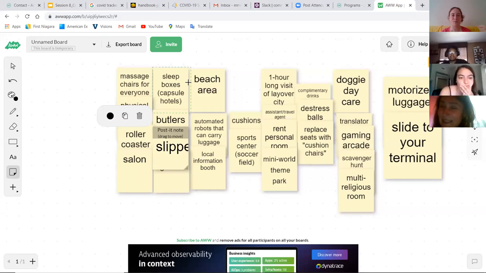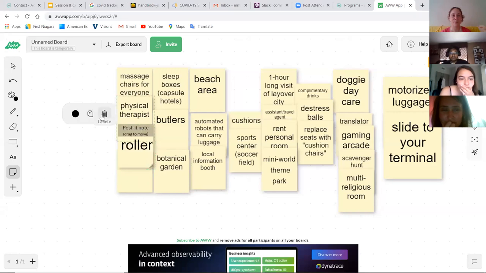Maybe this will not be sanitary. Butlers. So, roller coaster, also theme park. Gaming arcade. Translator scan. Multi religious room. Doggy daycare. Are you guys trying to take out some of these ideas? Yeah. We're getting ones that are similar to each other.